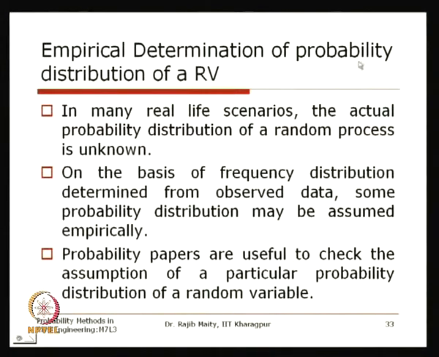which we generally test through the probability paper. We will see the construction of this probability paper and how we test graphically whether it is really following or not. So, the empirical determination of the probability distribution of a random variable. In many real life scenarios, the actual probability distribution of a random process is unknown. So on the basis of the frequency distribution of the sample data that we have, determined from this observed data, which is the sample available to us, some probability distribution may be assumed empirically. Probability papers are useful to check the assumption of a particular probability distribution of a random variable.